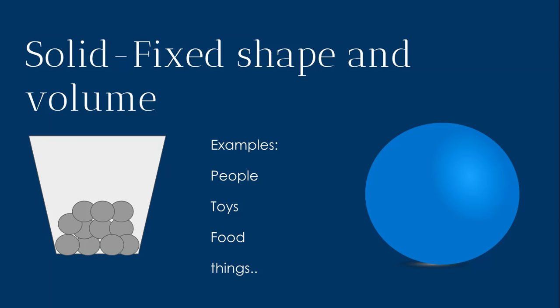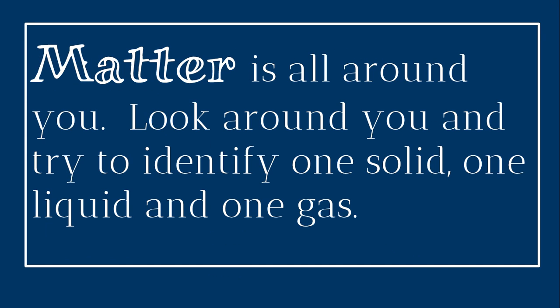And then finally, a solid has a fixed shape and a fixed volume. A solid is any kind of physical object. Some examples include people, toys, food, and things. Matter is all around you. Look around you and try to identify one solid, one liquid, and one gas.